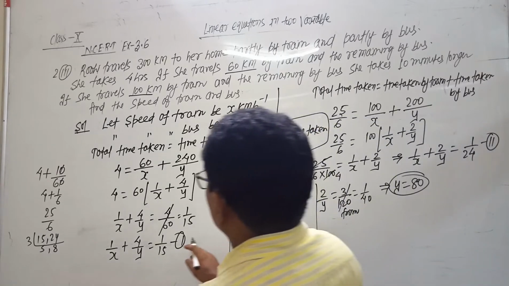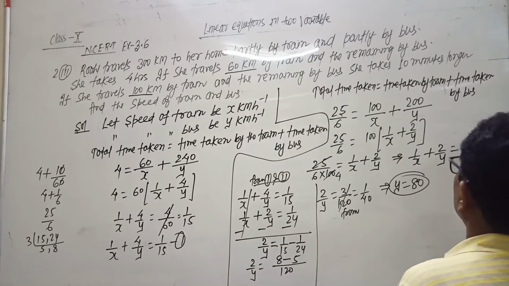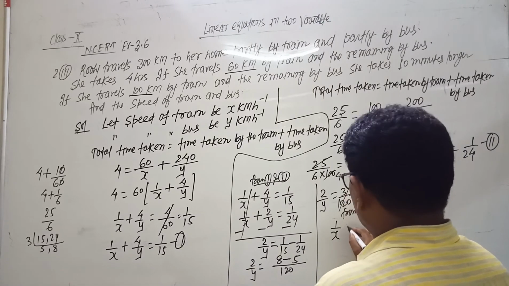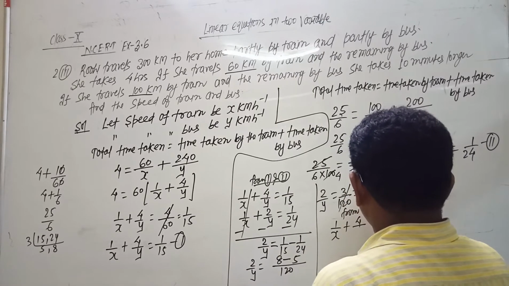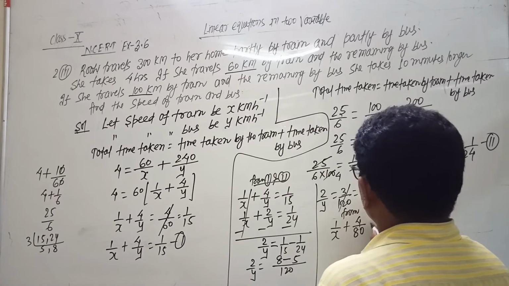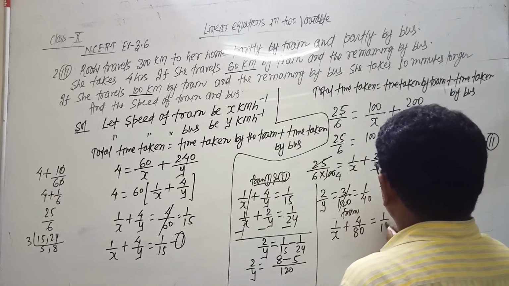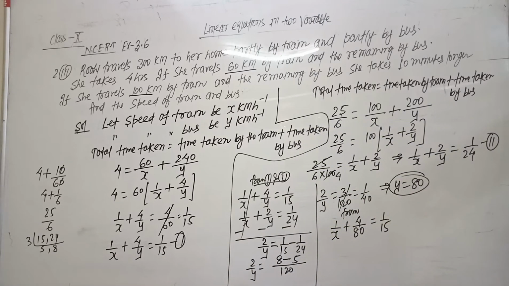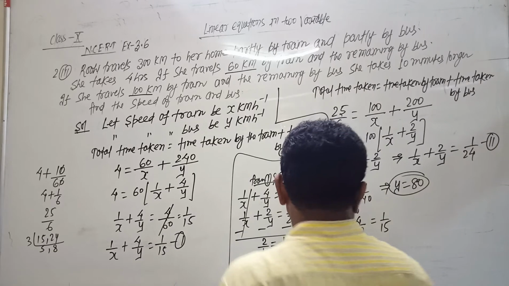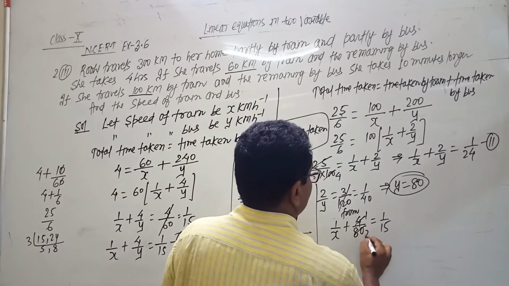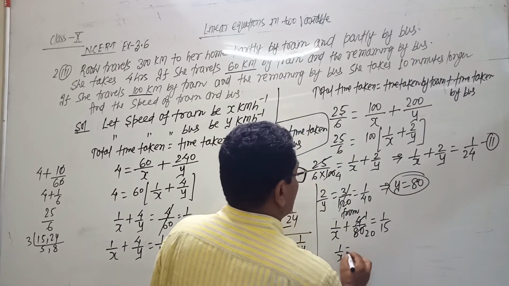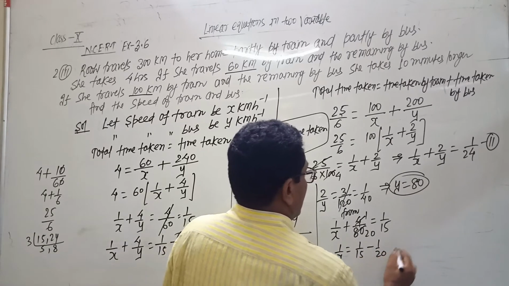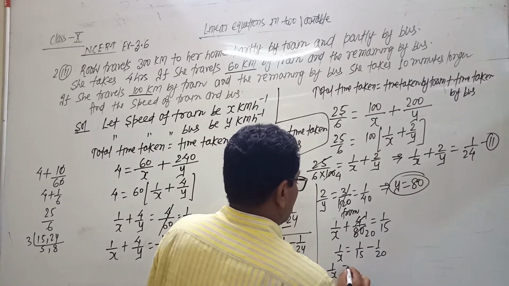From equation number first, 1 by x plus 4 by y, and the value of y is 80, equals 1 by 15. We have substituted the value of y, 80. So 1 by x plus 4 by 80 equals 1 by 15. It gets cancelled, and 1 by x equals 1 by 15 minus 1 by 20, and taking LCM.